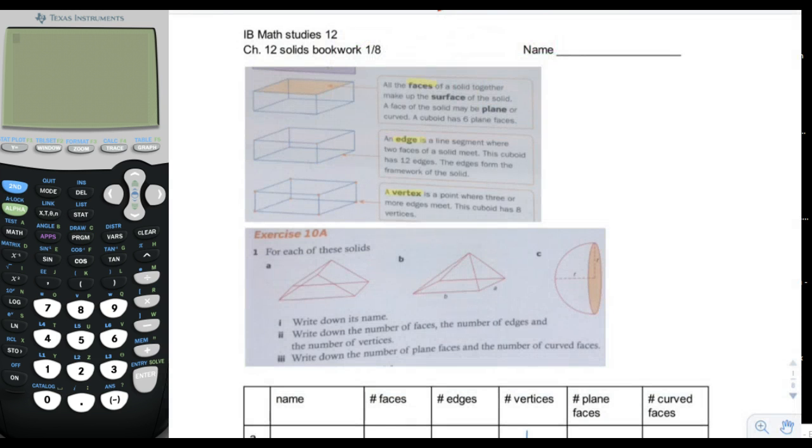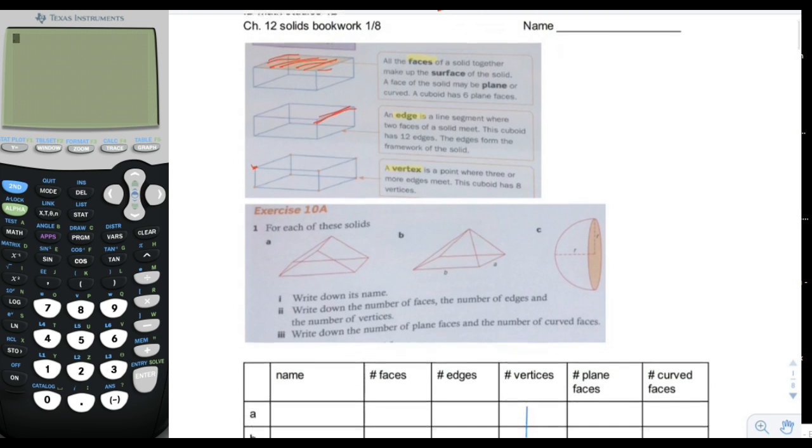So the face is like a surface. For example, this prism here, that's the top face, and it has 6 faces or 6 surfaces. An edge is like one of these little blue lines here. That's an edge of a three-dimensional solid. And a vertex is like one of these little points, and the plural is vertices. There are 8 of these little points on this rectangular box here, and there are 12 edges on this rectangular box.